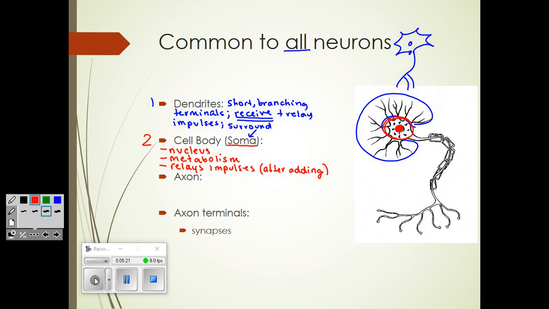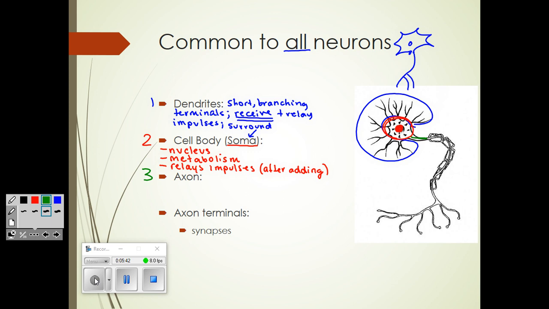Or was there one telling me to send one and another equal one telling me not to send one, and they cancel each other out? So that's what I mean after adding. It's got to take information from all of its dendrites and see, is there enough here for me to continue sending the impulse? The third piece is the axon.